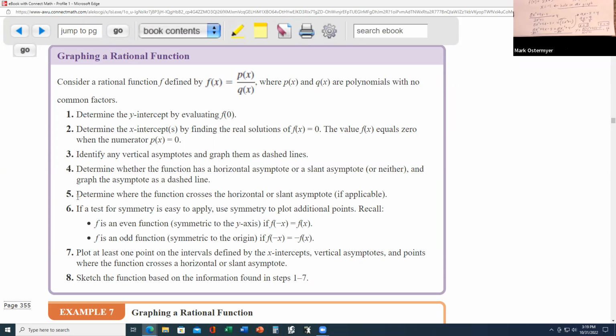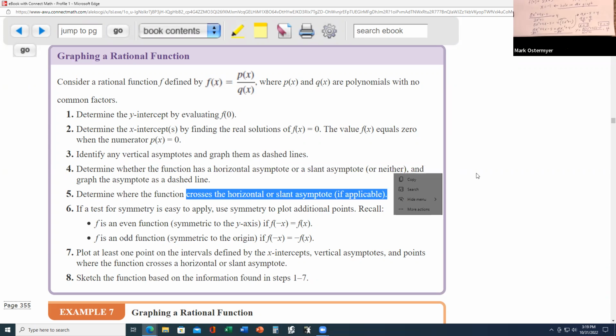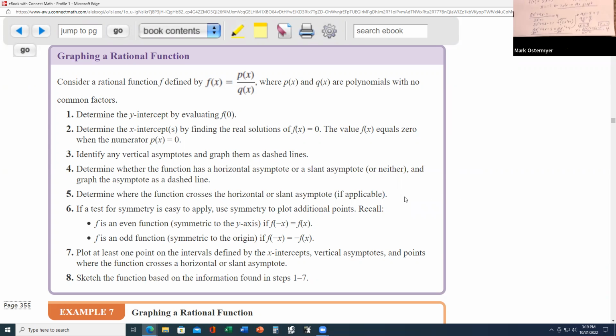Number 5, if your graph has a horizontal asymptote, where does it cross the horizontal asymptote? To find the point of intersection, you just set your rational function equal to the value of your horizontal asymptote. Number 6, you can use your knowledge of symmetry, whether a function is even or odd, symmetric with respect to the y-axis or the origin.